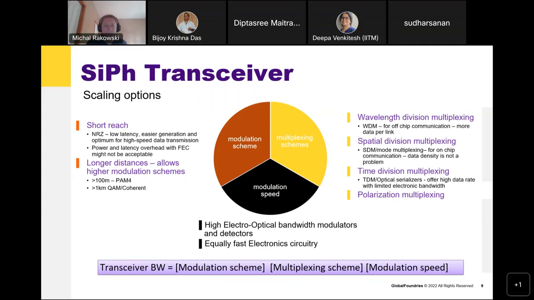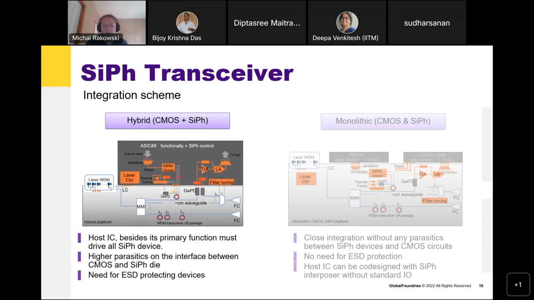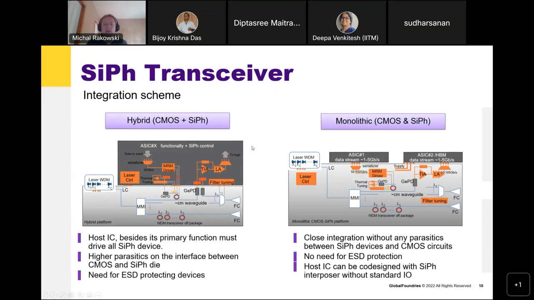So let's look a little bit at the integration schemes, what we can do. I have a couple of schematics looking at two types of integration. The first one is hybrid, where there is a clear separation between electronics and photonics. This is the standard, or maybe I would say the most common, type of integration, when you fabricate all your photonic devices in one process, and another chip will act as a controller, plus probably also host with some specific IC.